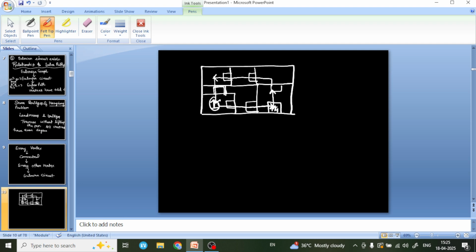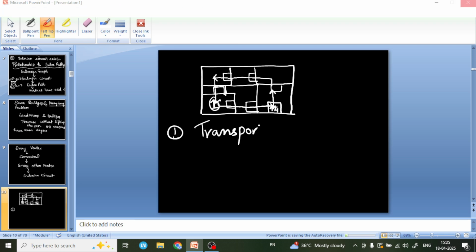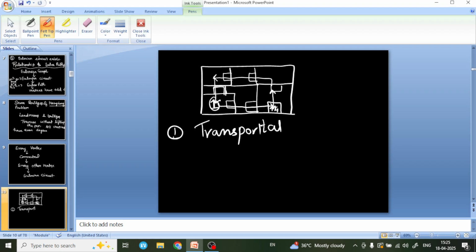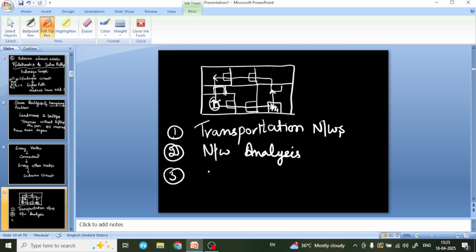And what are the applications of the Eulerian graph? Where do we use Eulerian graphs in different fields? You can use them in transportation networks. Second, in network analysis. Third, in postman problems, etc.